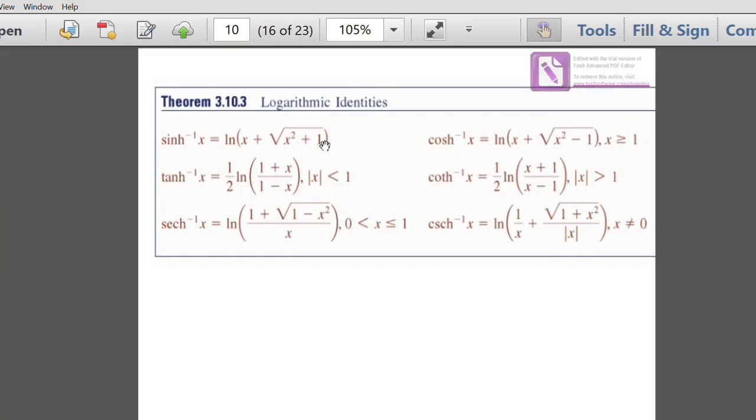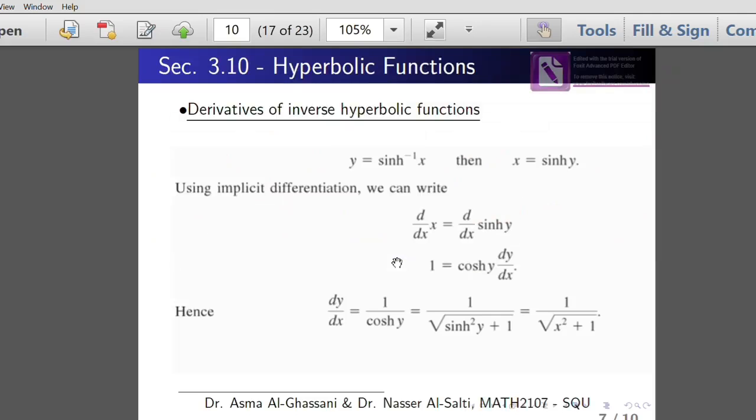So for example, if you know the inverse of hyperbolic sine, you can know the inverse of hyperbolic cosine. You just need to see the difference. Here we have square root of x squared plus 1, here we have square root of x squared minus 1. Similarly, if you compare the inverse of hyperbolic tan with the inverse of hyperbolic cotangent, here we have 1 plus x divided by 1 minus x, here we have x plus 1 divided by x minus 1. And similarly for the inverse of hyperbolic sec and the inverse of hyperbolic cosecant.